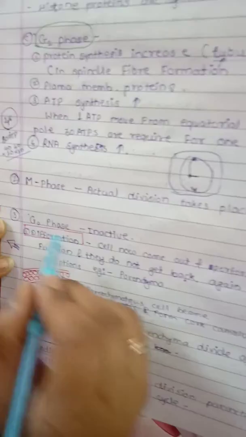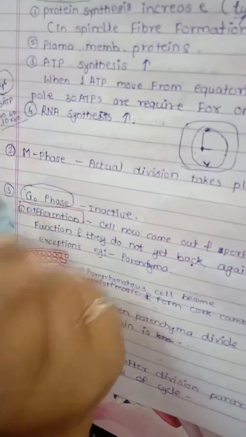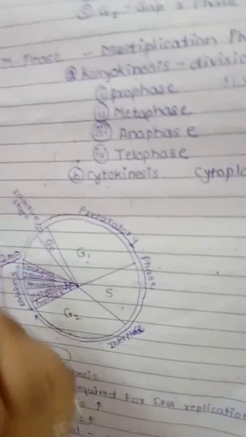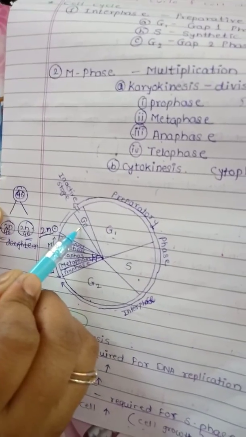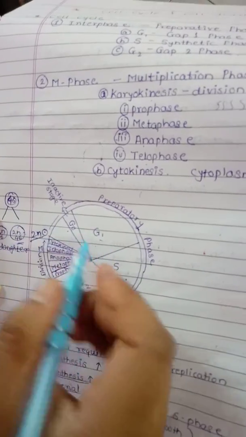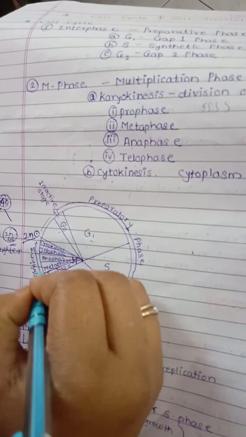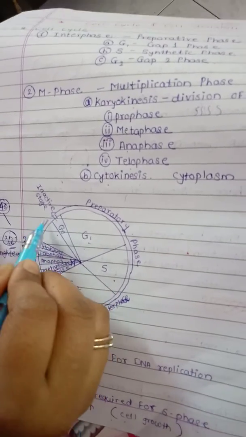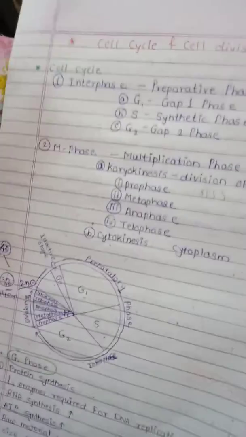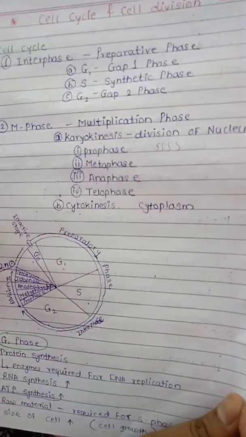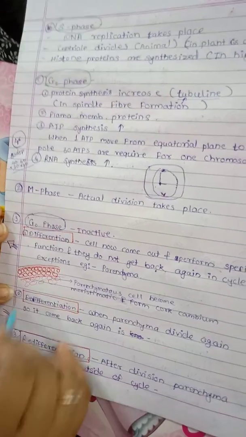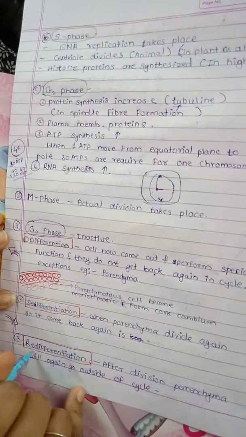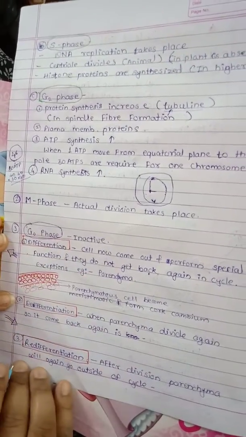So after that, one G0 phase is also present in the cell cycle. Let us discuss the G0 phase. It is actually an inactive stage. After the division of M phase, the G0 phase is present. So it is also known as an inactive phase. In the G0 phase there are 3 stages. Sometimes these 3 stages are present.